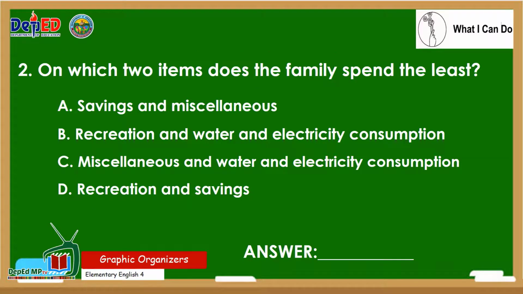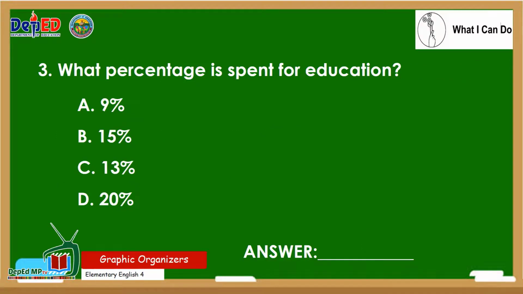Number 2. On which two items does the family spend the least? A. Savings and miscellaneous. B. Recreation and water and electricity consumption. C. Miscellaneous and water and electricity consumption. And D. Recreation and savings. The answer is letter D. Recreation and savings.